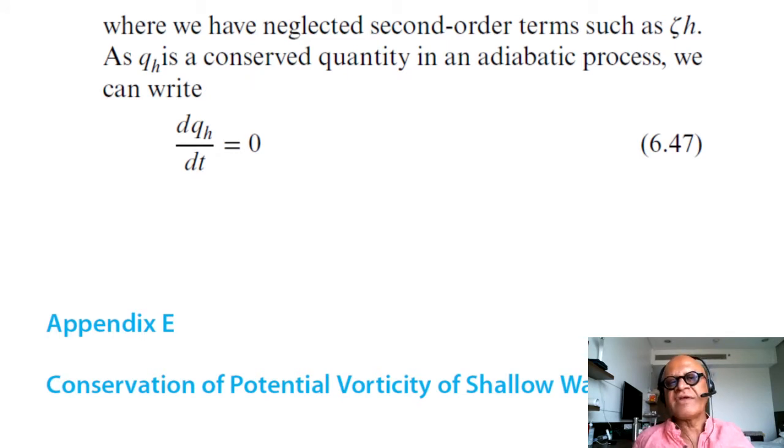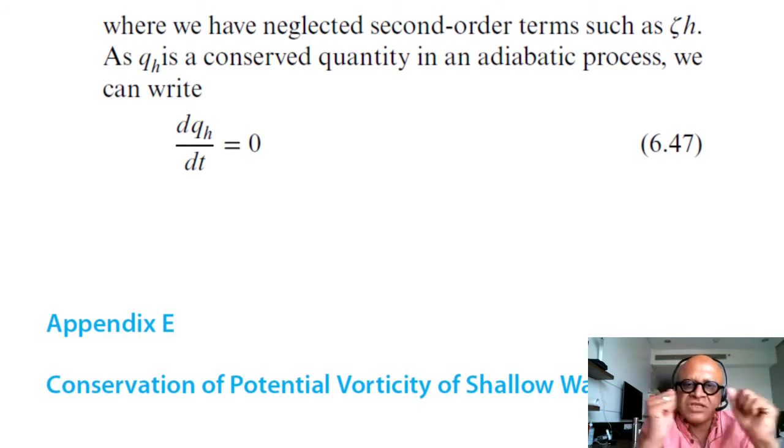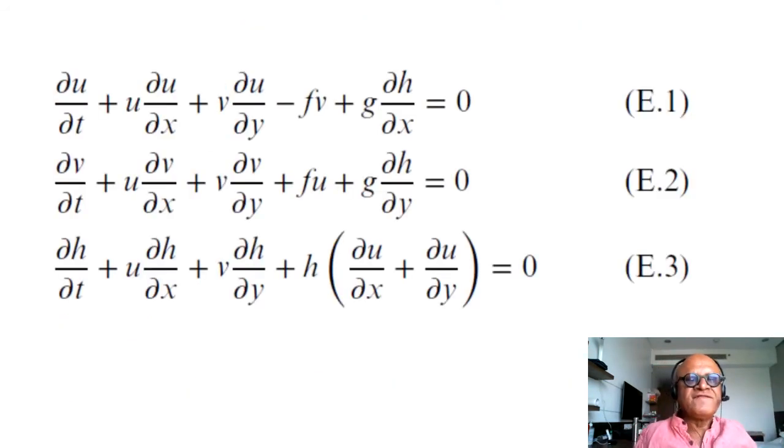So we have neglected the second order terms such as zeta h, and q_h is a conserved quantity in an adiabatic process. This is a derivation that is not so simple, but I will run through it here quickly from appendix E, because it's not directly relevant, it's moved off, but we will just go through it to make sure. So in that case, dq_h/dt is 0, so potential vorticity is conserved; adiabatic heating or cooling can stretch or compress the column, which means potential vorticity is going to change, just like the skater doing this or this, right? That's the simple physical explanation.